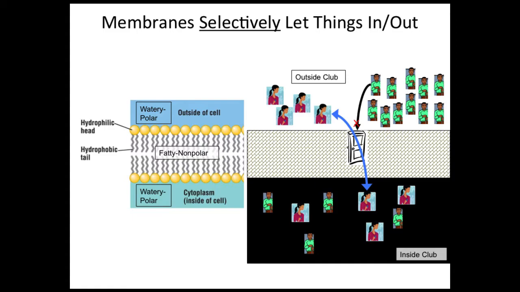Now, what is the selective nature of this club door? Well, in this case, the example is all about gender balance, but in cells, it's all about the size, the polarity, or the charge of those solutes in question.